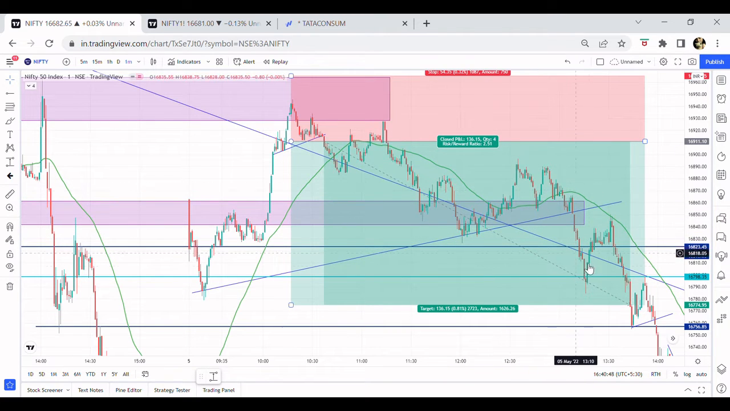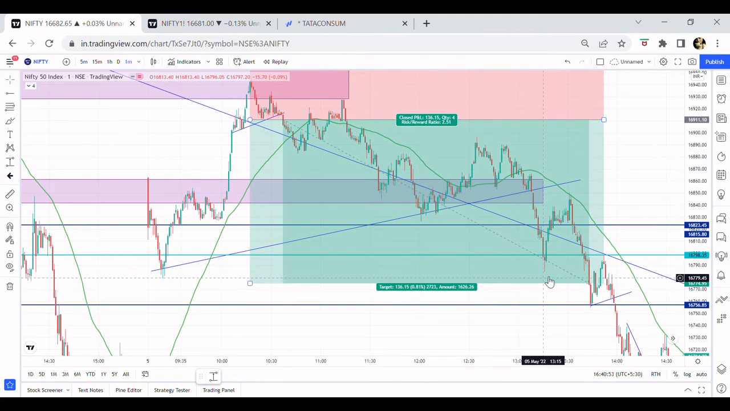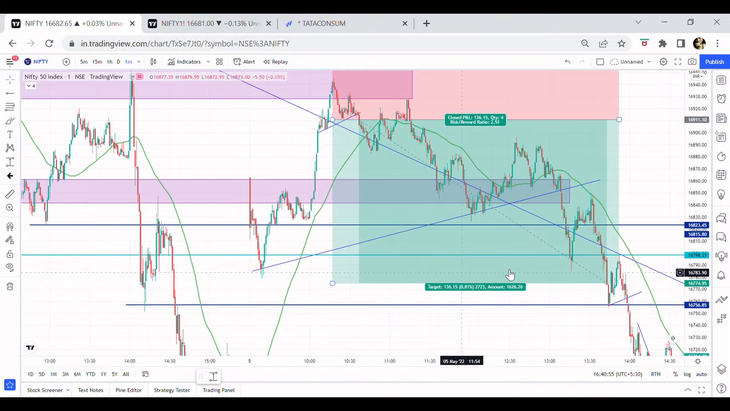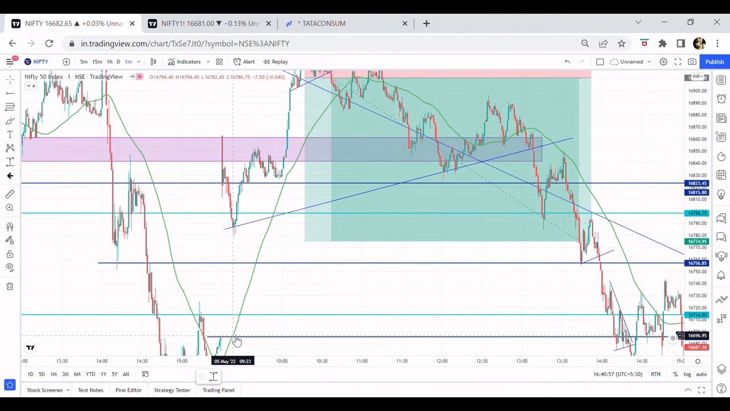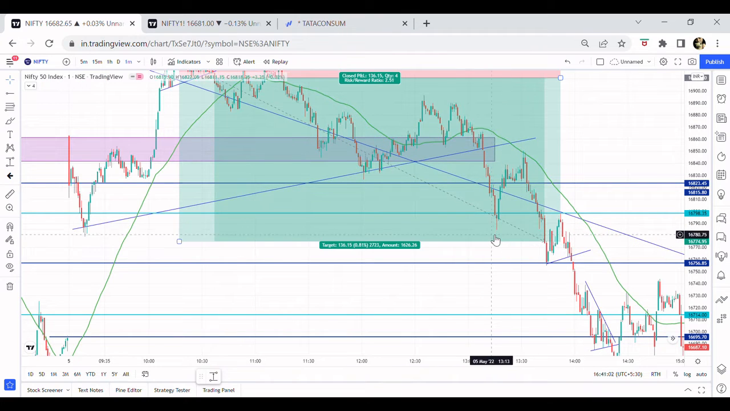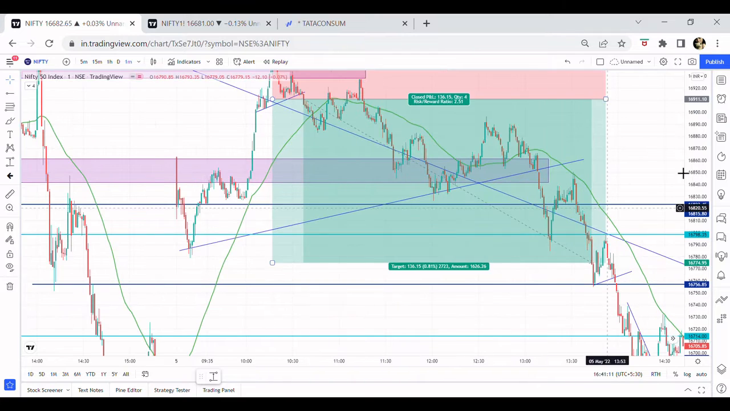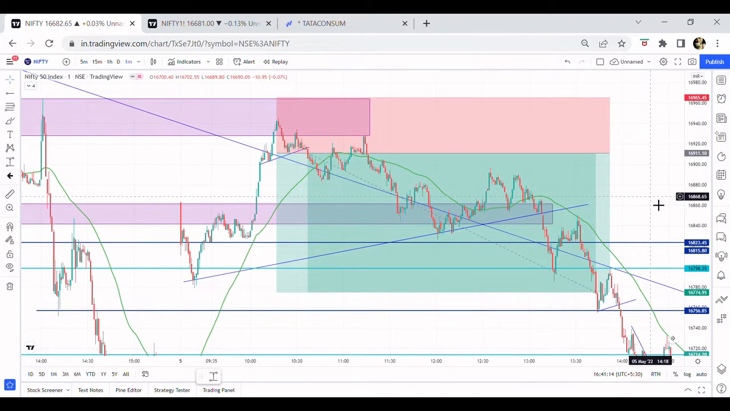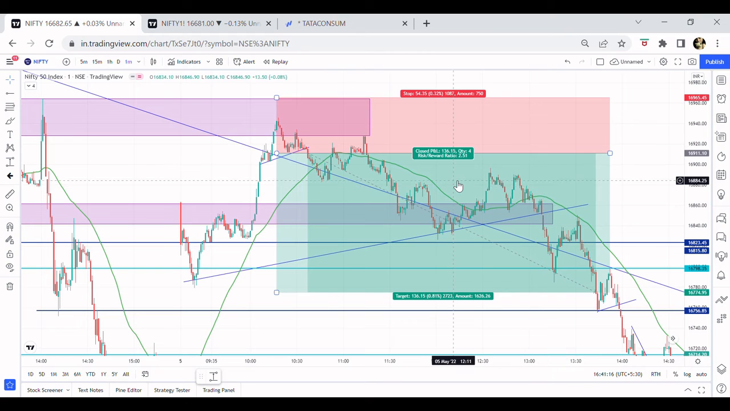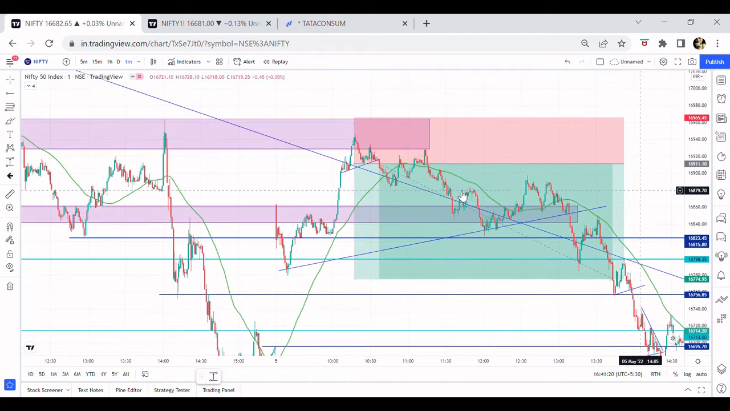So it went down. So again I waited. I did not keep my target till here. I kept my target till here, today's low. So it missed my target by some points here. Then again it went up and went down. So this was my Nifty trade, which was very rewarding. It was like 1:2.5. So it was a good trade.